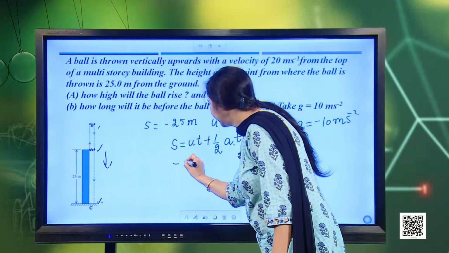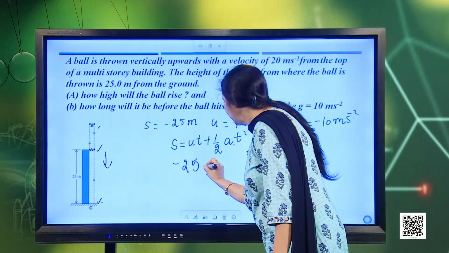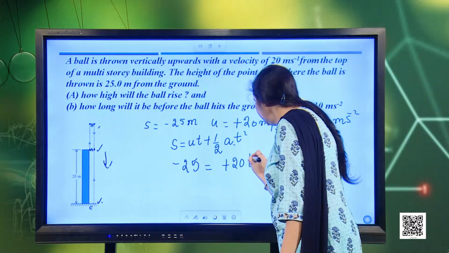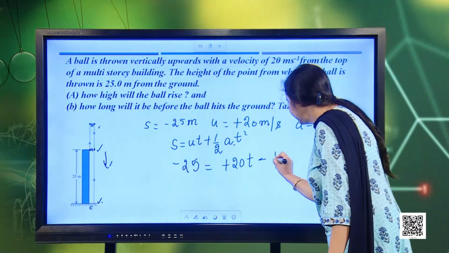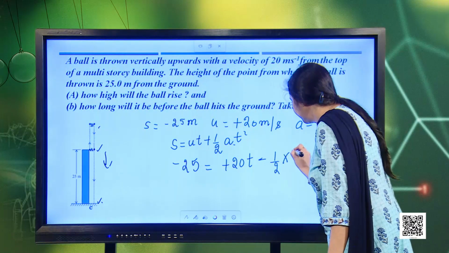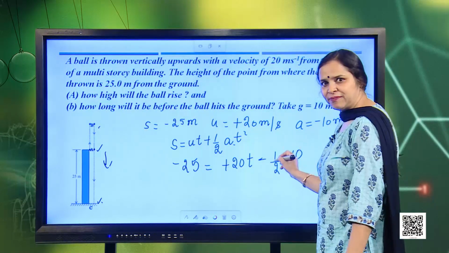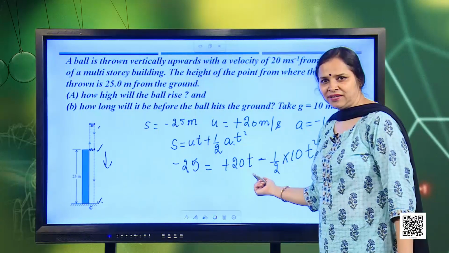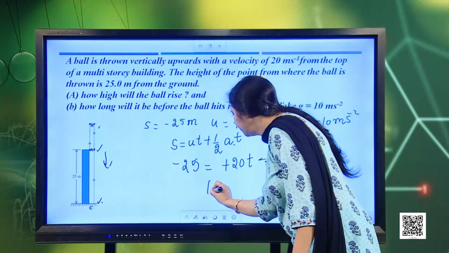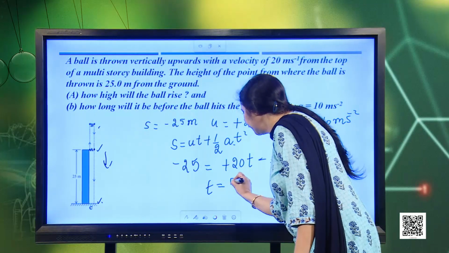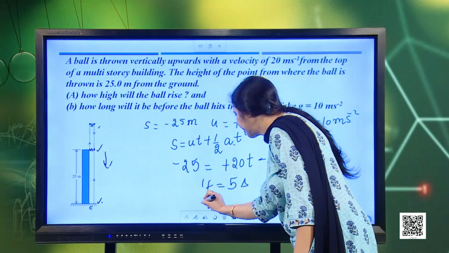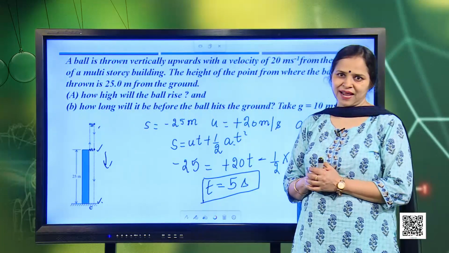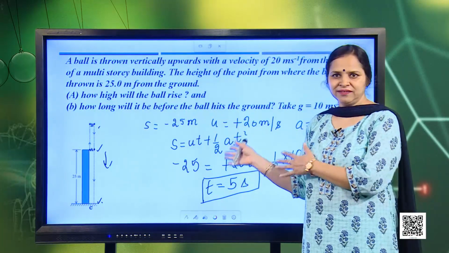In place of S, minus 25; in place of u, plus 20; t we need to find out, this is unknown; minus half into 10, this is the value of a, minus 10 here, into t square. Now, when you solve this equation, you get the value of t to be equal to 5 seconds, which is the same answer you get with the first method. So this is how we can calculate the time using these two methods.